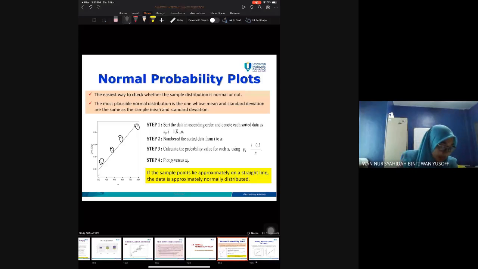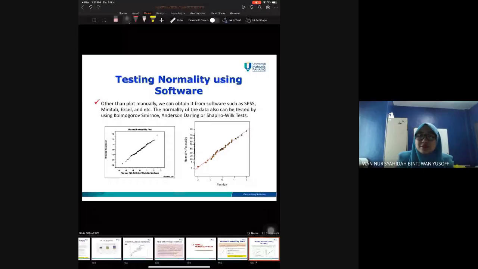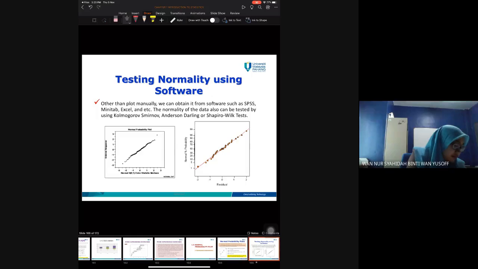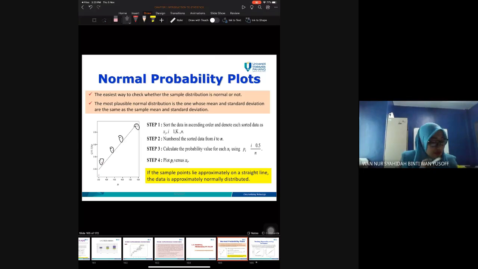Okay, to confirm that, we have to go to the testing. We have a few well-known tests for normality. You have the Kolmogorov-Smirnov, Anderson-Darling, and also Shapiro-Wilk test. We can use any software to conduct those tests, to confirm that we really have normal data. But for our course, we just use the normal probability plot, the easiest method that we use to check normality.